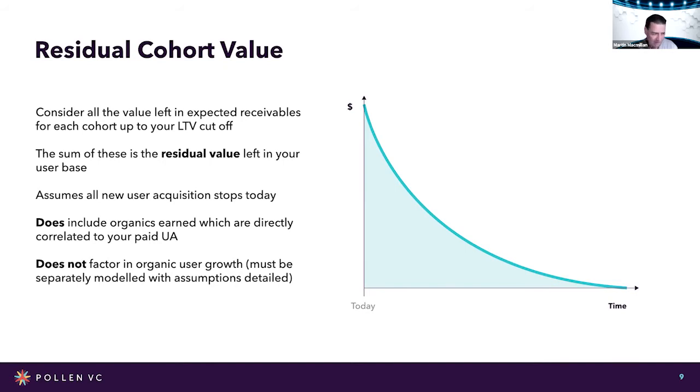So a couple of do's and don'ts. First of all, this kind of methodology would include the organics that are earned that are directly correlated to paid UA. So your K factor: you acquire a user, you get half a free user based on that, if you can attribute that back. So those organic users would be included in this methodology.